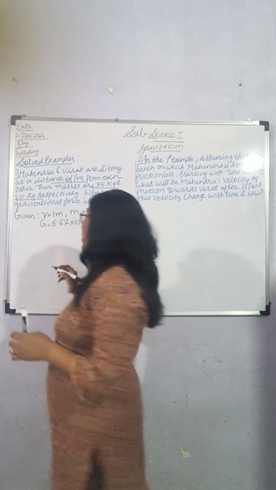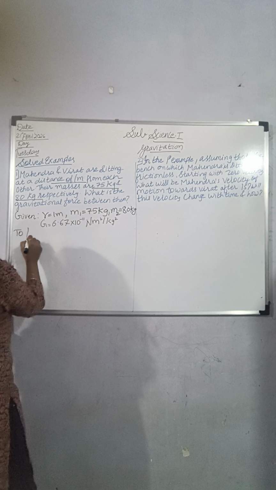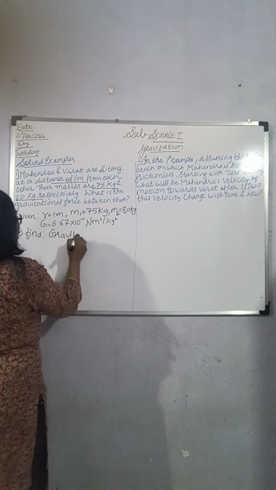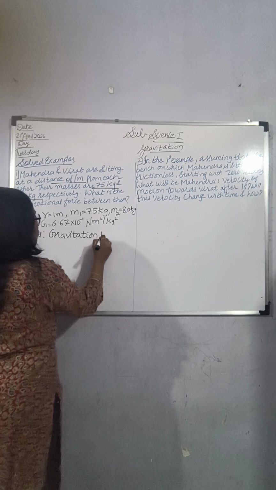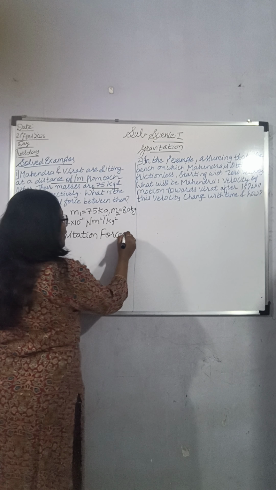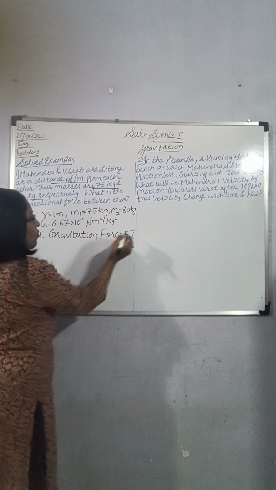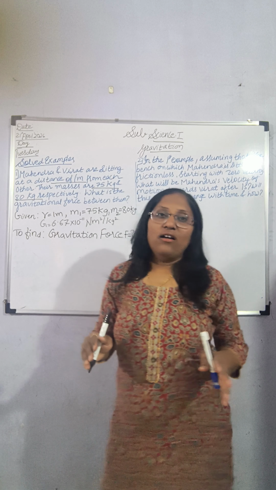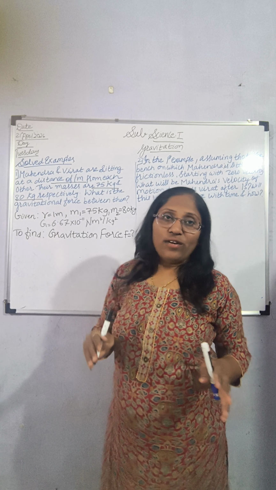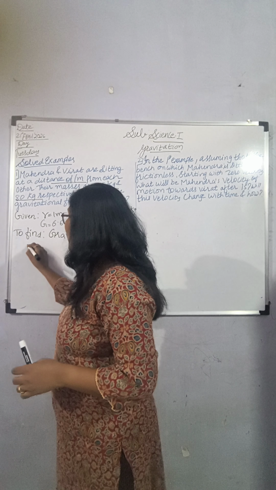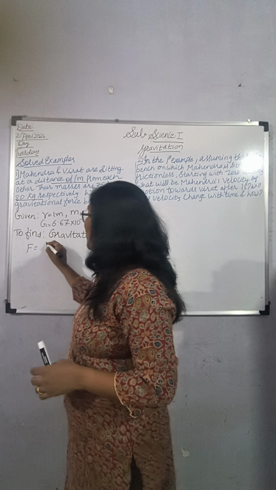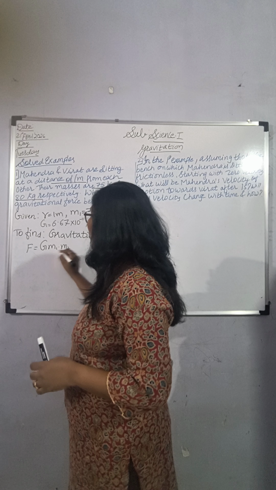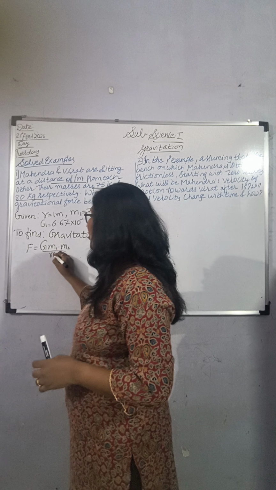Now what you are going to find? Write in the next line, to find gravitational force, that is, you are going to find F. In the next step, you are going to write the formula. Which formula did we do in the last lecture? F is equal to G m1 into m2 divided by r square.